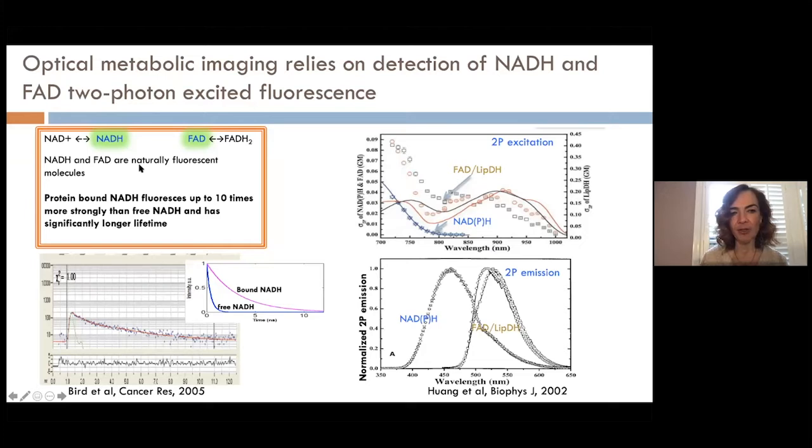We rely on the natural fluorescence that's coming from NADH and FAD. Those are coenzymes that are involved in a number of metabolic pathways, and we know their two-photon action cross-section and their emission characteristics. We've known those for a while. There are also some unique fluorescence intensity lifetime decay properties for these two molecules. In the case of NADH, when NADH is bound in the mitochondria, the fluorescence lifetime increases quite a bit versus the lifetime of NADH when it's free in the cytoplasm.